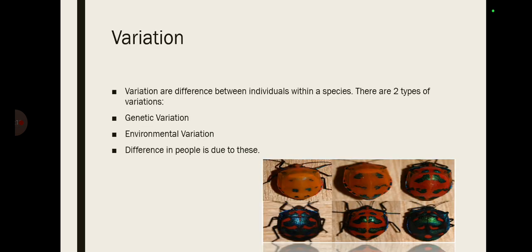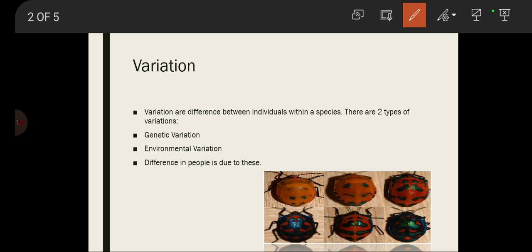So first of all, let's discuss what variation is. Variation is the difference between individuals within a species, and there are two types of variation: genetic variation and environmental variation. And if there is any difference, then it is due to these two.